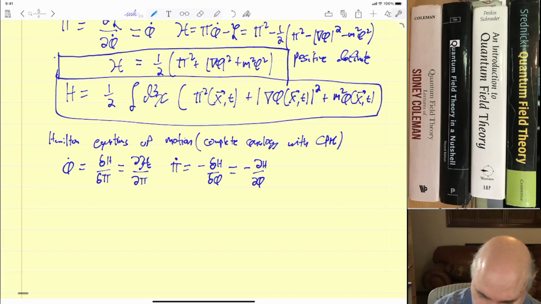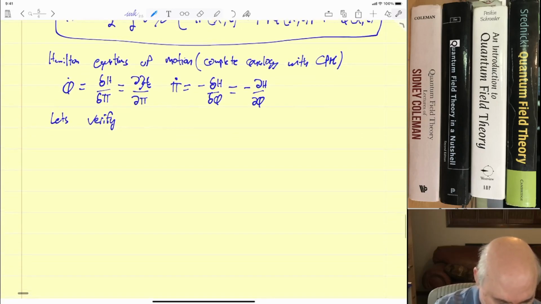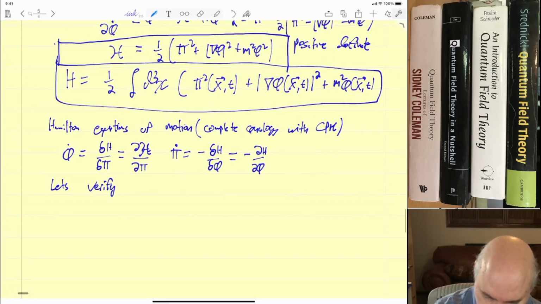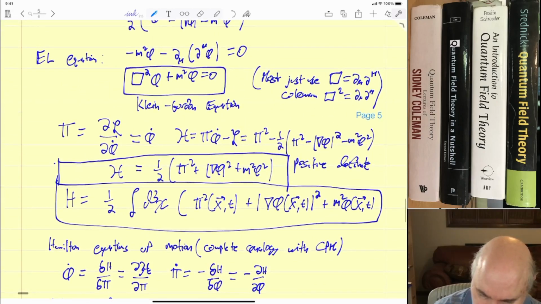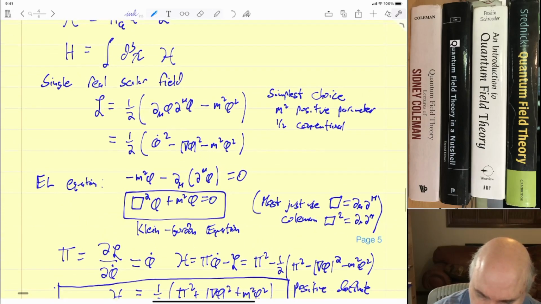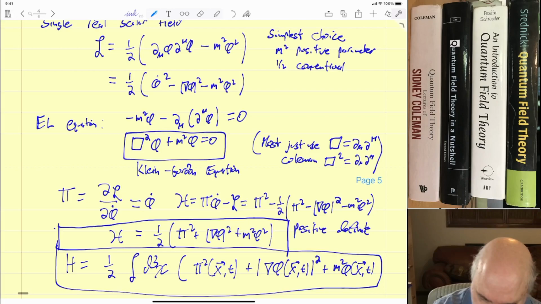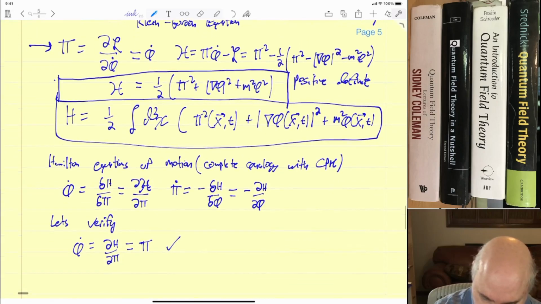So let's verify these. We can start with phi dot is equal to the partial of h with respect to pi. This is equal to pi, so that's good. That's what we had before. That's what got us started. That's consistent when we went from the Lagrangian, when we defined pi over here in this equation.